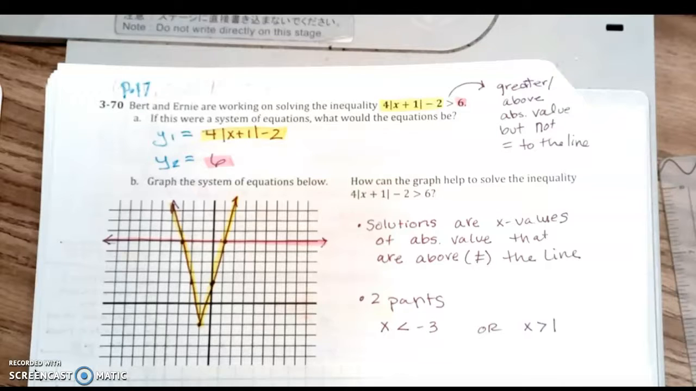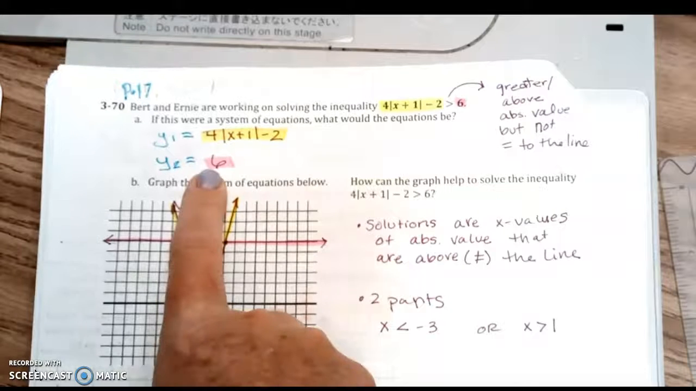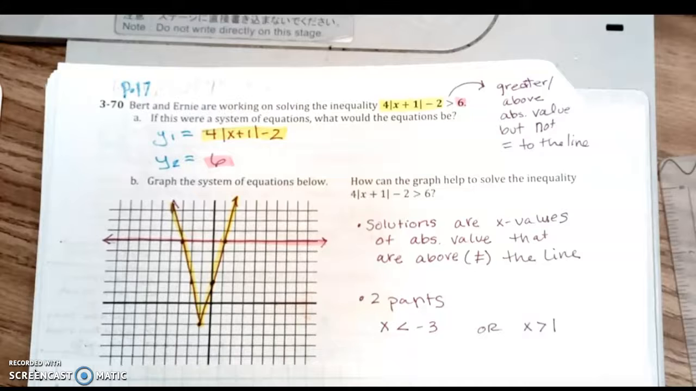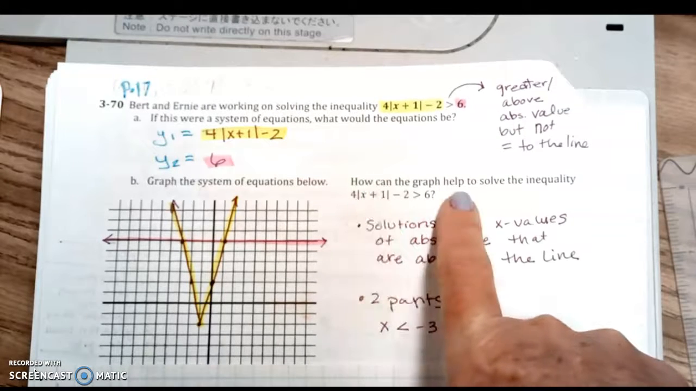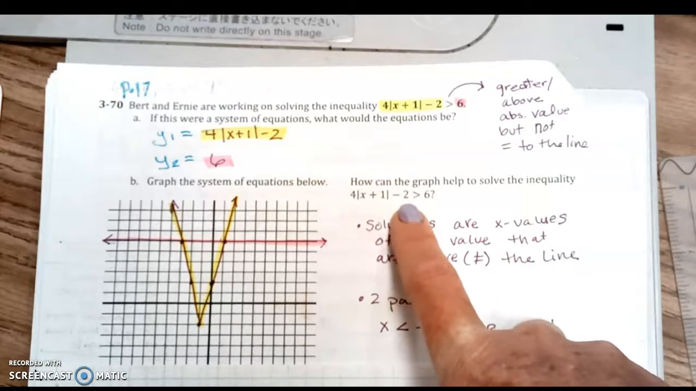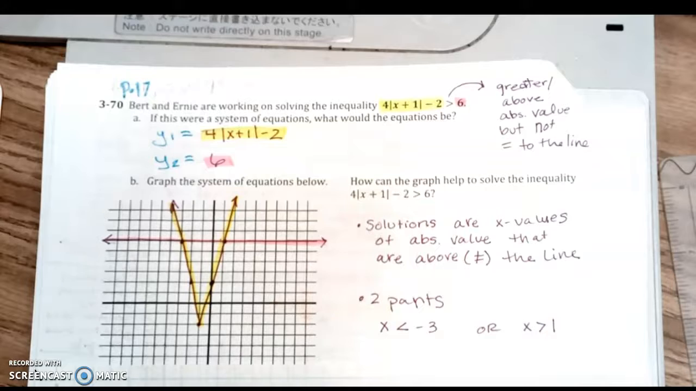Kind of similar to what we had yesterday, right? Yesterday we had a quadratic, which gives you more of a U-shape, parabola shape, but we had it intersected by a line. This time our line is flat at 6. There's no slope on it, so it's not going up or down. It says, how can the graph help to solve the inequality 4 times the absolute value of x plus 1, minus 2, greater than 6?